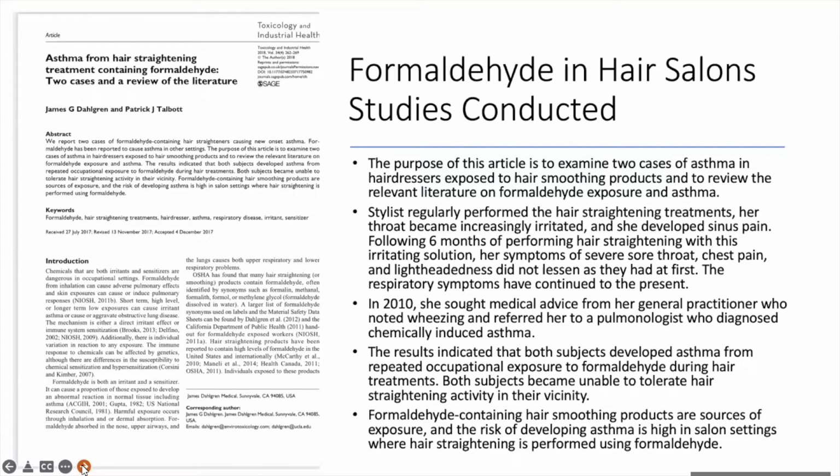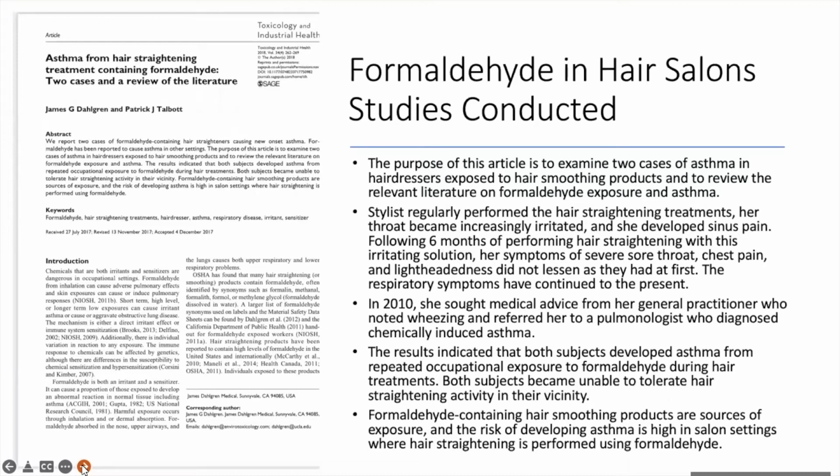So the stylist regularly performed the hair straightening treatments, and her throat became increasingly irritated and she developed sinus pain. Following 6 months of performing these hair straightening treatments with this irritating solution, her symptoms of severe throat ache, chest pain, and lightheadedness did not lessen as they had at first, and her respiratory symptoms continued to be present. In 2010, this hairstylist sought medical advice from her general practitioner, who noted wheezing and referred her to a pulmonologist, who unfortunately diagnosed her with chemically induced asthma.